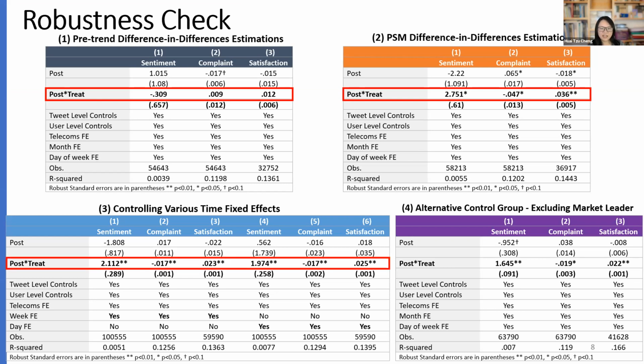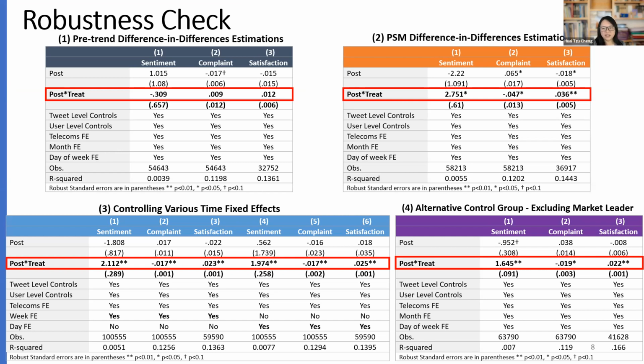And then we also control for various time fixed effects. In our baseline model, we use month and day-of-week fixed effects to control for unobserved heterogeneity and within-week variation. Here, we further control for week dummies and day dummies to take week-level and day-level seasonality into consideration. And overall, you can see the results are consistent with our main finding. The last robustness check is the alternative control group.